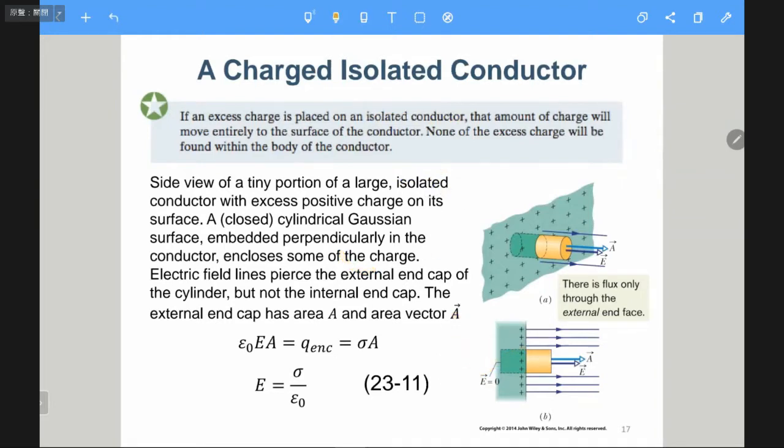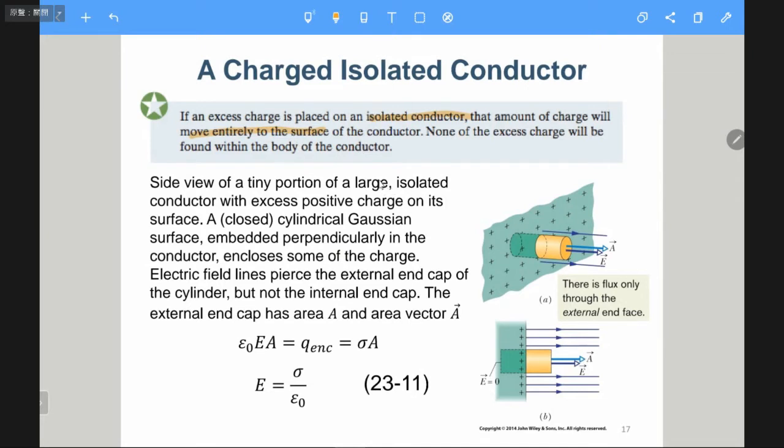Okay. So it says for the isolated conductor, the charge will move entirely to the surface. There will be no charge going to the inside part of the conductor. So none of the charge will be found within the body of the conductor.